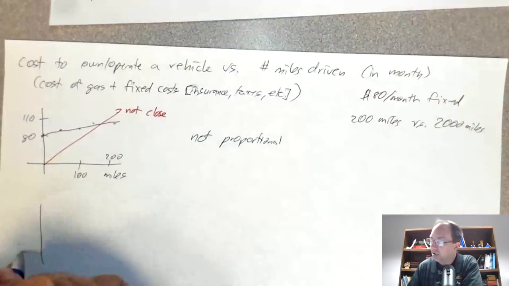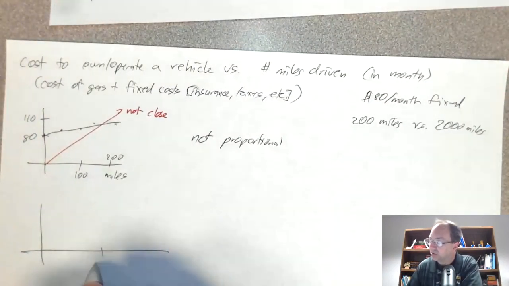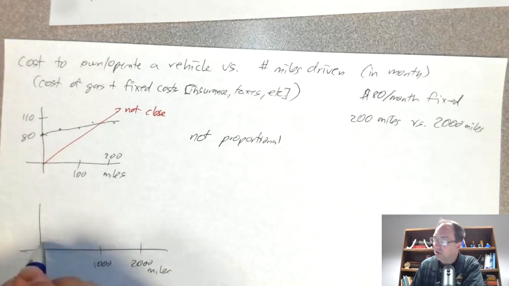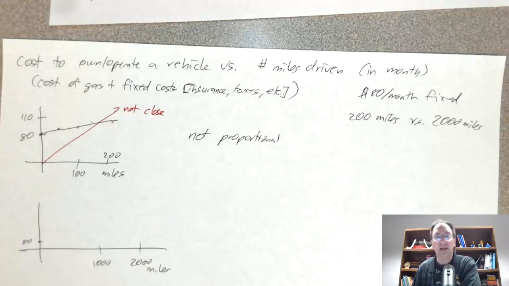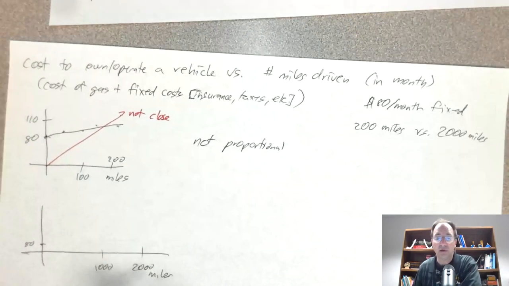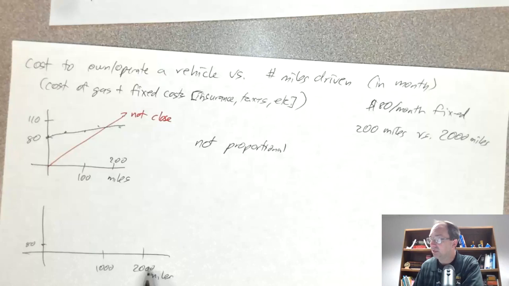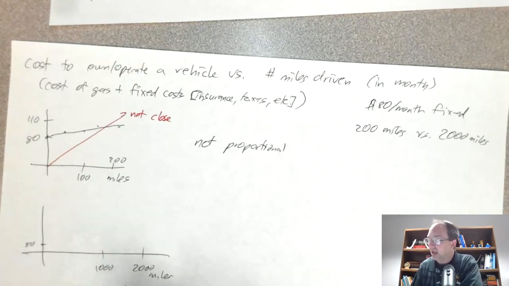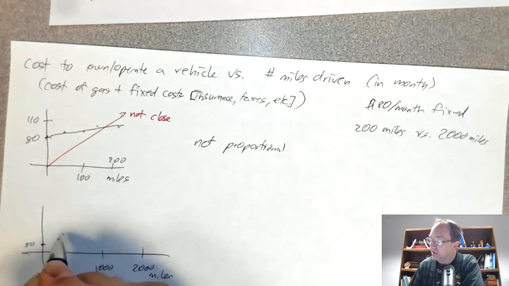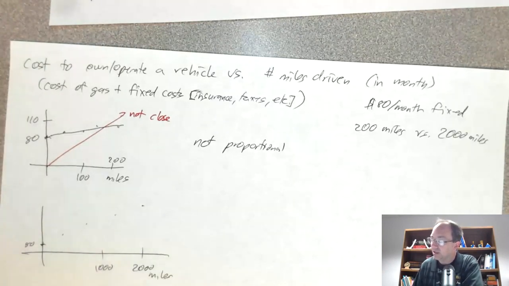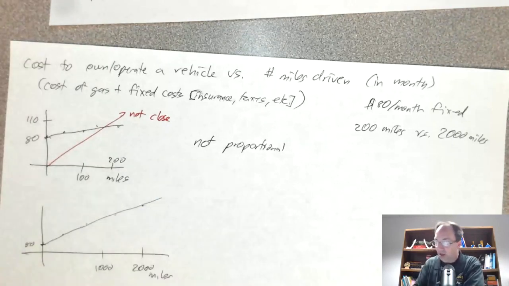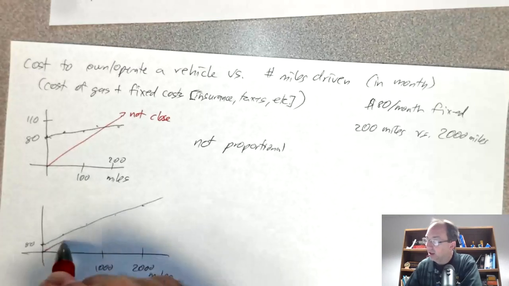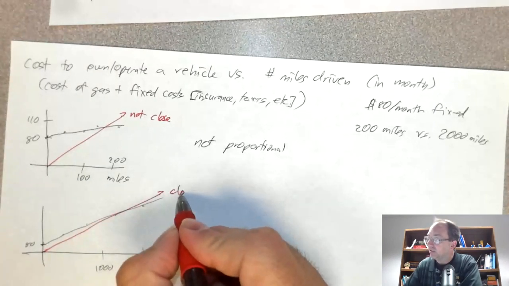On the other hand, what if we're going 2,000 miles? So now notice that $80 is going to be a lot less of our overall expense for the month. Because now at 20 miles to the gallon, now we're doing 100 gallons, that could be another $300. And so now we're getting a picture that might look something more like this. And so proportionality is a lot closer.